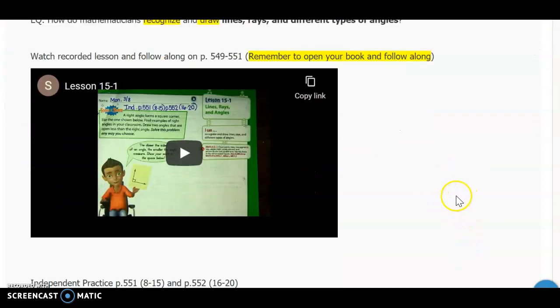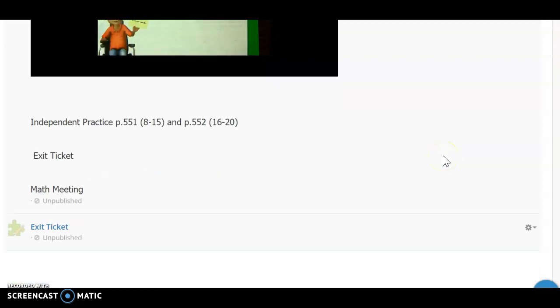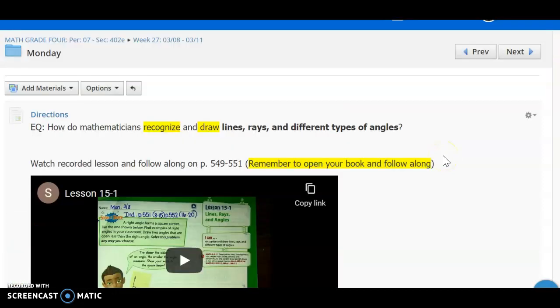So you're going to follow along on pages 549 to 551, going over lesson 15.1 in your book. You do have some independent practice and an exit ticket. We will plan to meet on Monday to go over those questions.